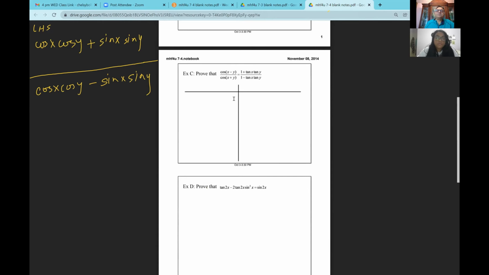How do you get tan? You get tan by writing sine over cos. So what we can do is divide all the terms by cos x cos y, right? So divide each term by cos x cos y, right?